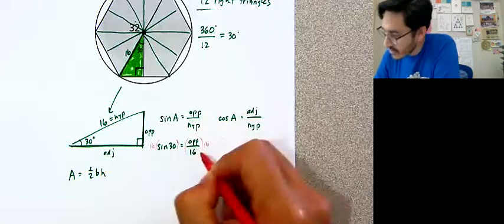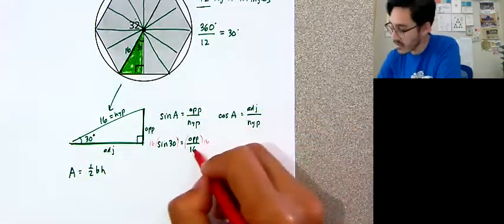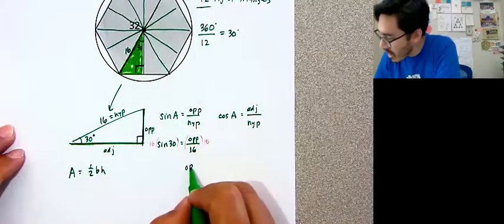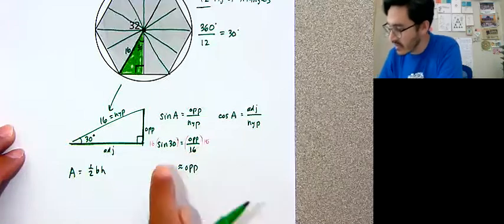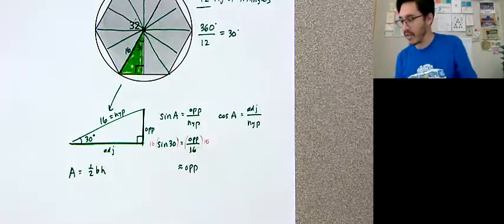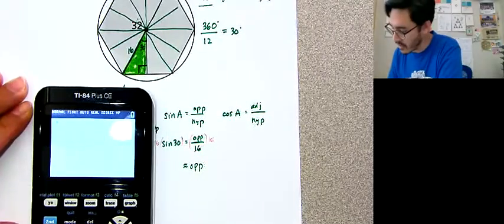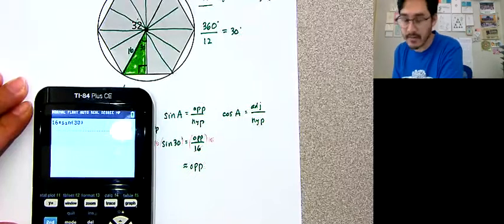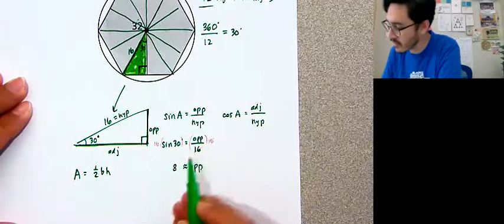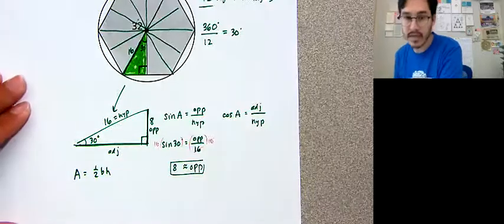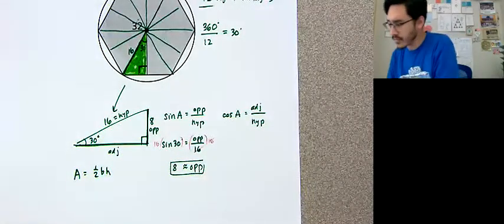And then we can multiply both sides by 16, and we get that the opposite side is 16 times sine 30. When you're doing this on the calculator, make sure you're in degree mode. 16 times the sine of 30 degrees. Oh, it's 8. How nice. So let's go ahead and label 8 in our figure.